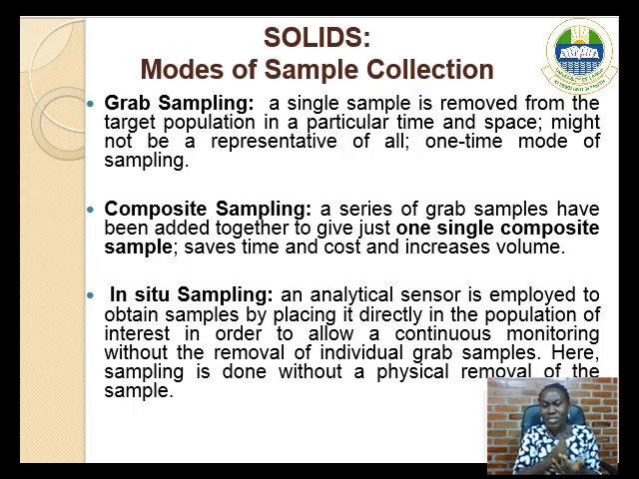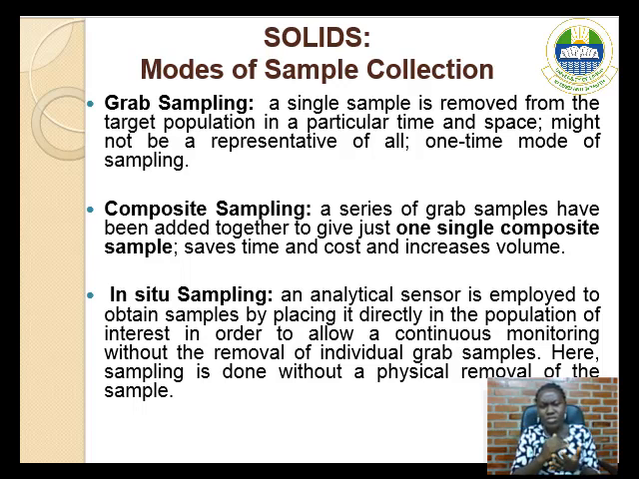Then we also have composite sampling. It's a series of grab samplings. You have a grab here, a grab there, a grab at the other end. Then there's a togetherness. You add everything together. That is what we mean by composite. So it just gives you one single composite, and it actually saves time, it saves cost, and of course, it increases your volume.